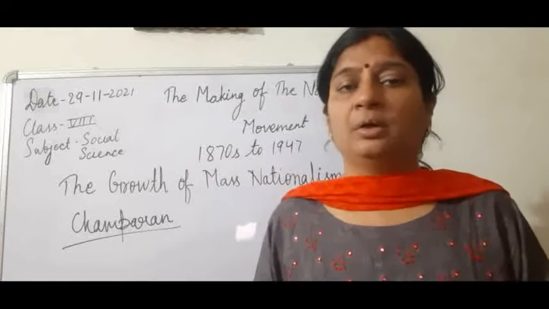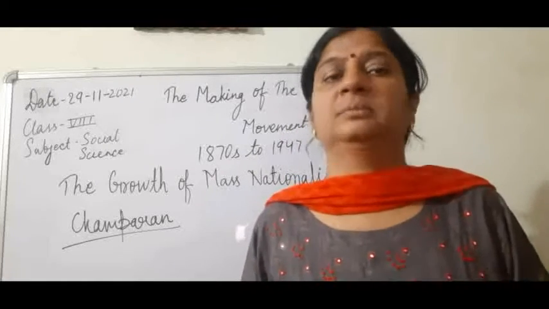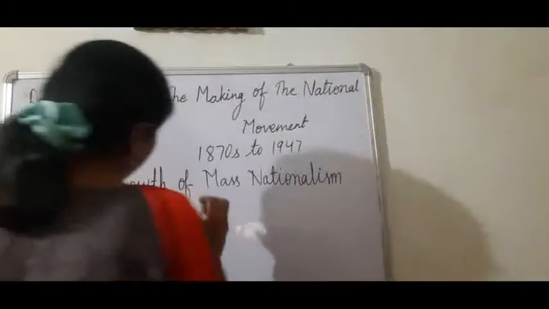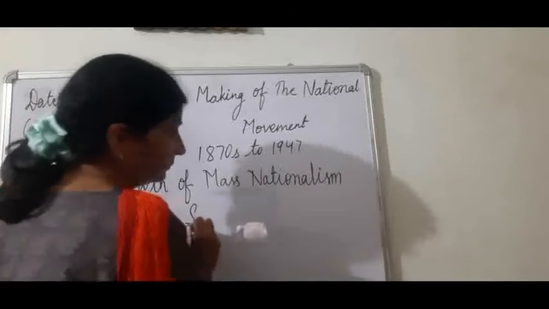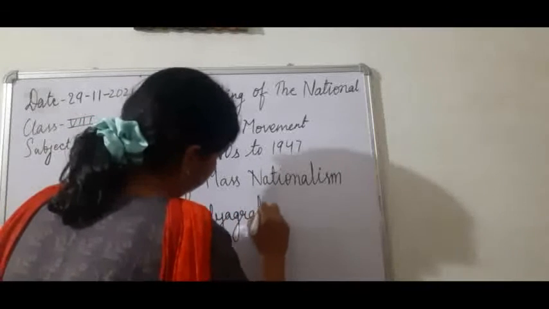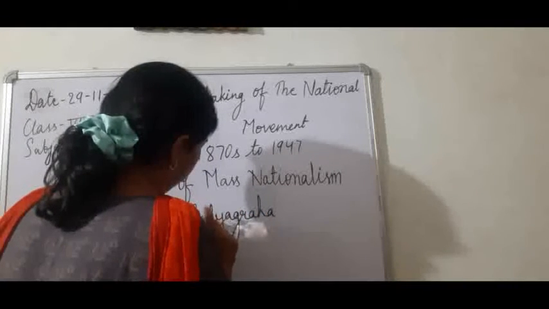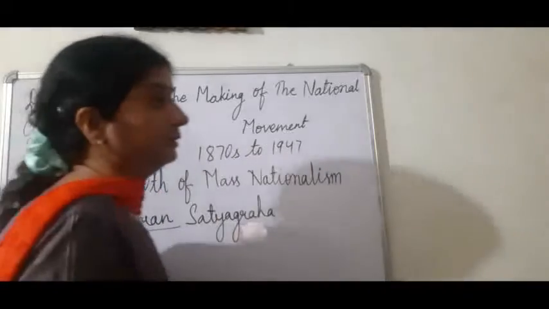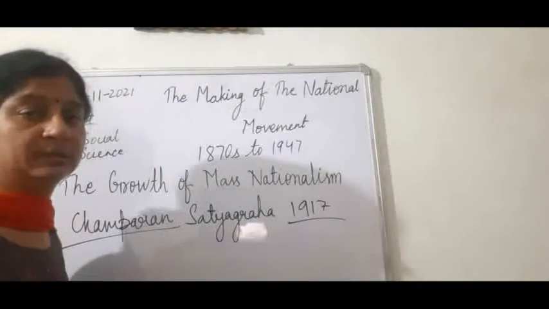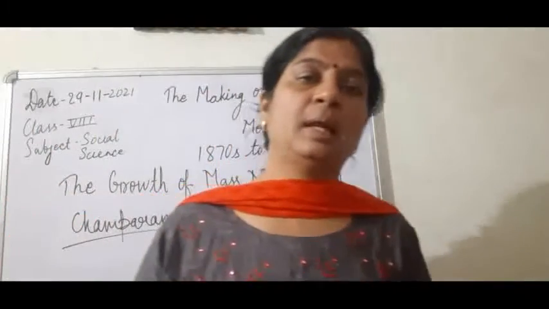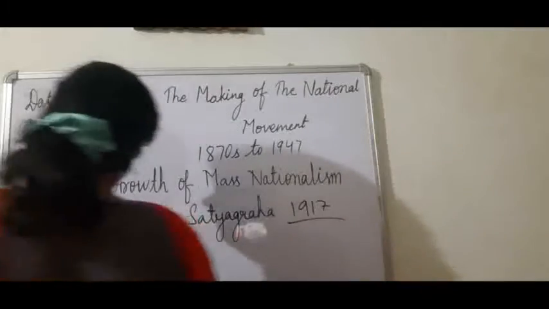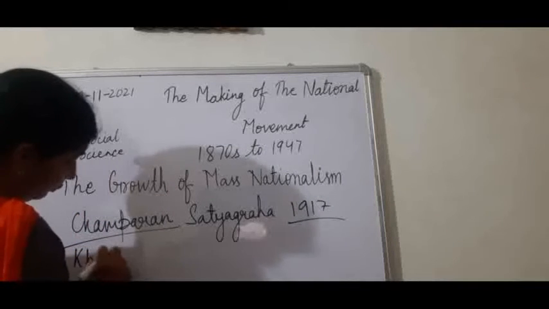And then we find that he led Satyagraha for the peasants of Champaran. So that is known as Champaran Satyagraha. Okay, and it was done in 1917. Okay, this Champaran Satyagraha was held in 1917, and then we find in Kheda also he led Satyagraha for the peasants.